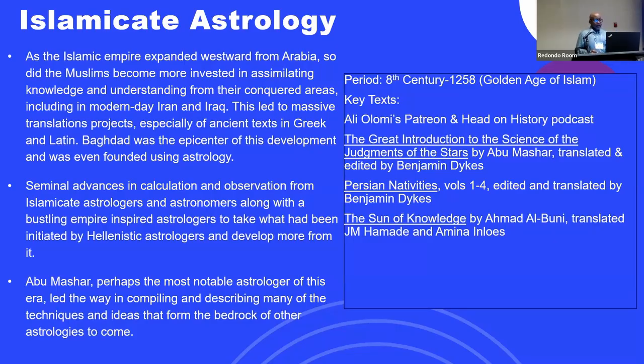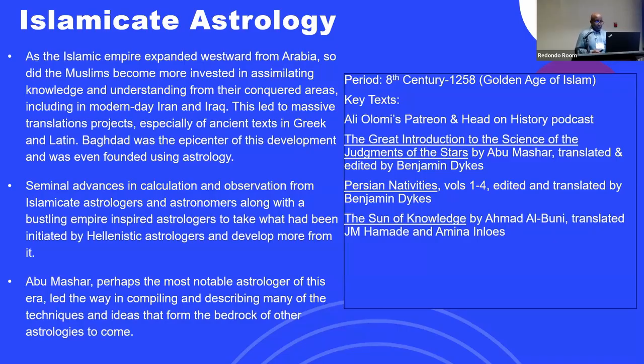And so there were seminal advances in calculation and observations related to the heavens, but also in terms of development of mathematics. Probably some of you know that algebra, for instance, and cryptography, all of that advanced and was developed during this Islamicate era. And so they were very fascinated and interested in unpacking what they could discover from Hellenistic astrologers and from the Hellenistic era and period.